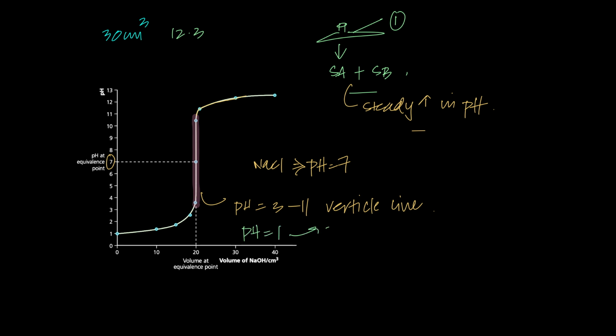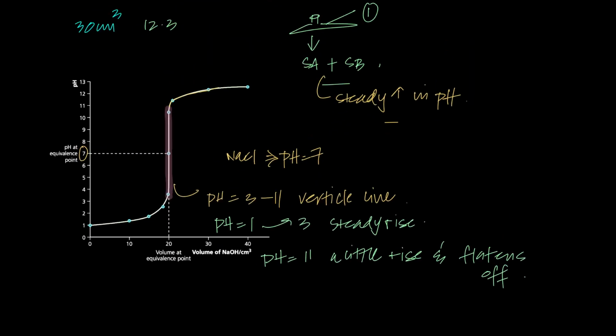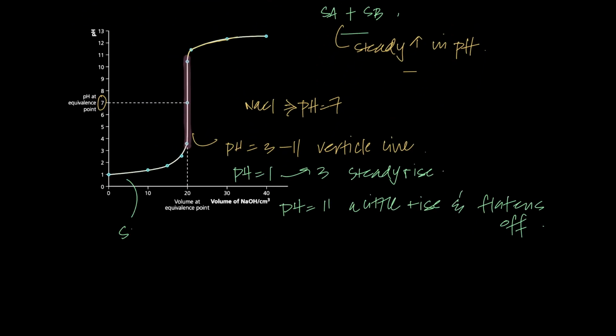1 to 3-ish, it has a steady rise to it, right? And then after pH 11 it has a little rise and flattens off, and you need to be able to sketch this, and that's all. Rise and flattens off. Done. Now this was when you started with a strong acid inside the conical flask.